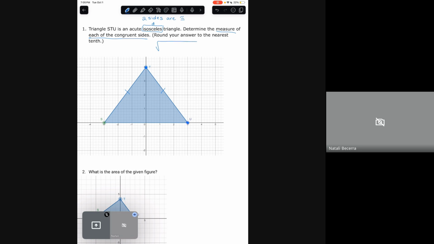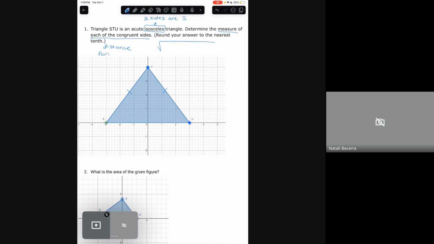Okay, so this is the distance formula. And this was also in y'all's math. So the distance formula is x2 minus x1 squared plus y2 minus y1 squared. Okay, so this point is 0 comma 4. This point is 3 comma 0. And this point is negative 3 comma 0.